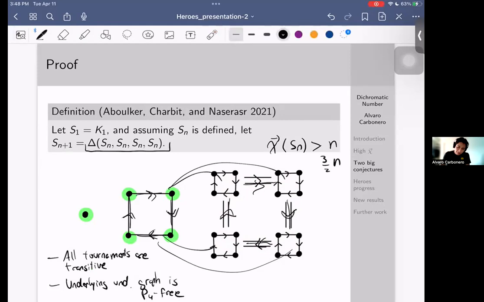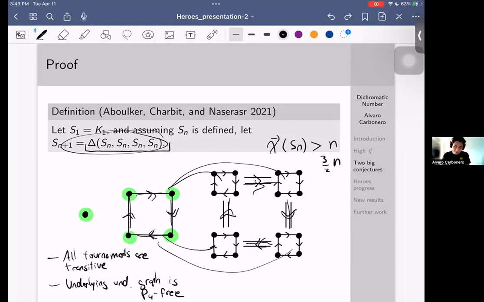And that means that heroes when F contains a P4 need to be transitive tournaments. Wait, let me think about what I just said. That means that when your F contains a P4, this class of digraphs will be contained in your class C. And since these only have tournaments, the heroes need to only be tournaments. Because if you have a hero that is not a transitive tournament, then this would be a counterexample to your conjecture of heroes that are not transitive tournaments.